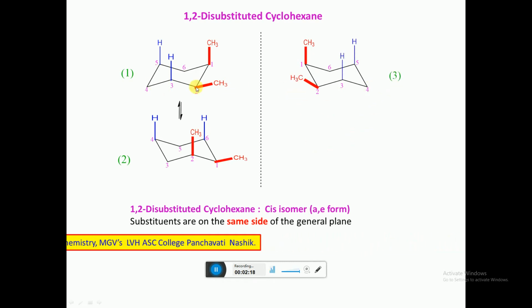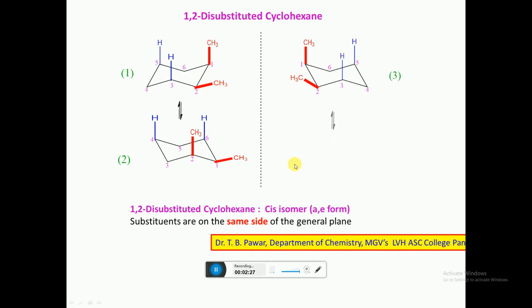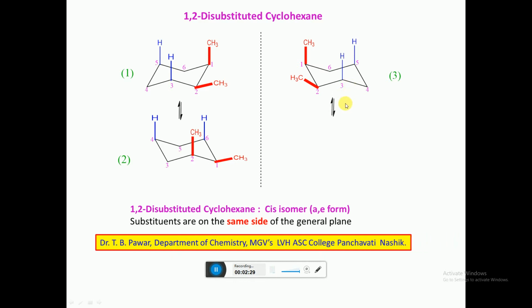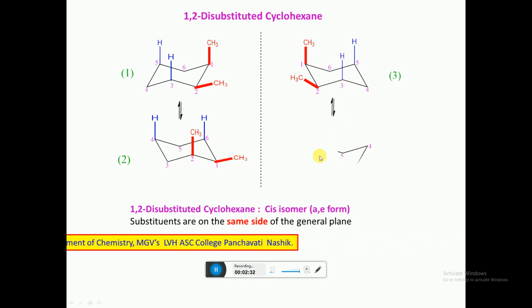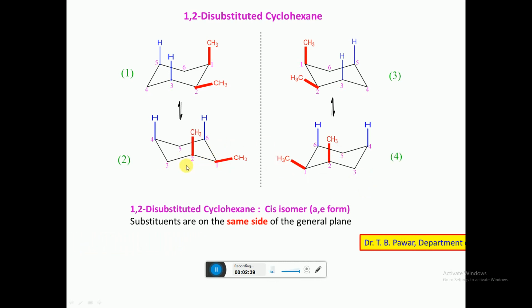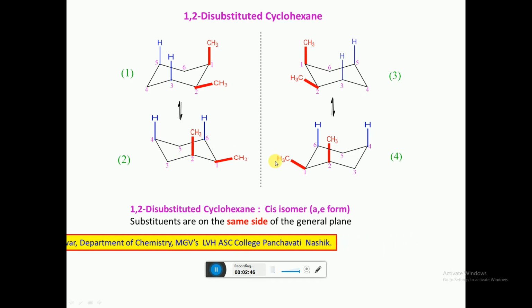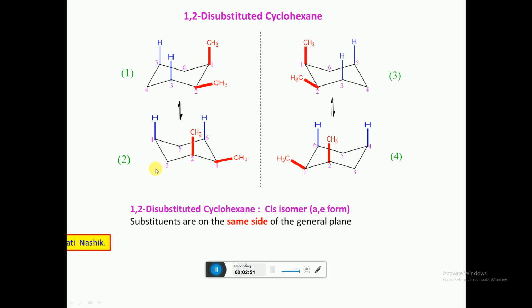Conformations 1 and 3 are mirror images of one another, and these are non-superimposable mirror images. So structures 1 and 3 are enantiomers of one another, and when 3 flips into structure 4, then structure 4 becomes the mirror image of structure 2. So structures 2 and 4 are non-superimposable mirror images, and they are enantiomers. So there are 2 pairs of enantiomers: structures 1 and 3, and another pair, structures 2 and 4.